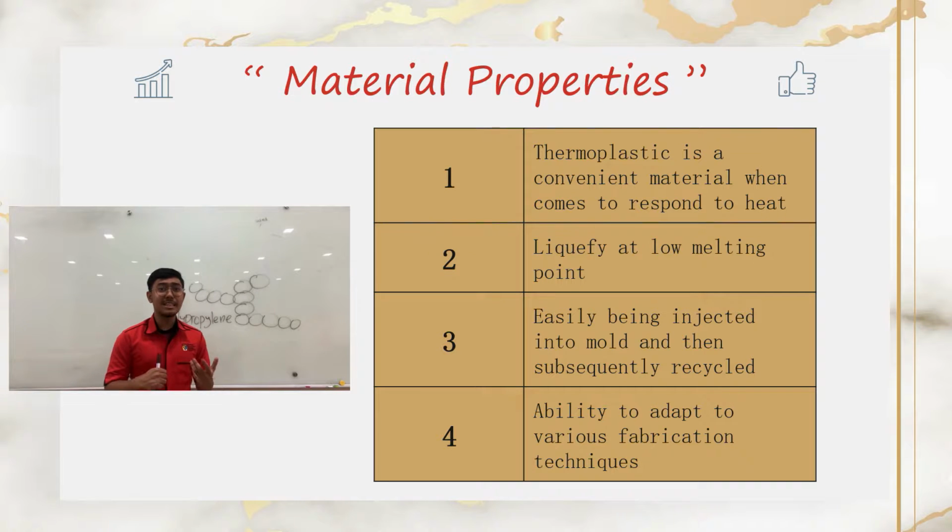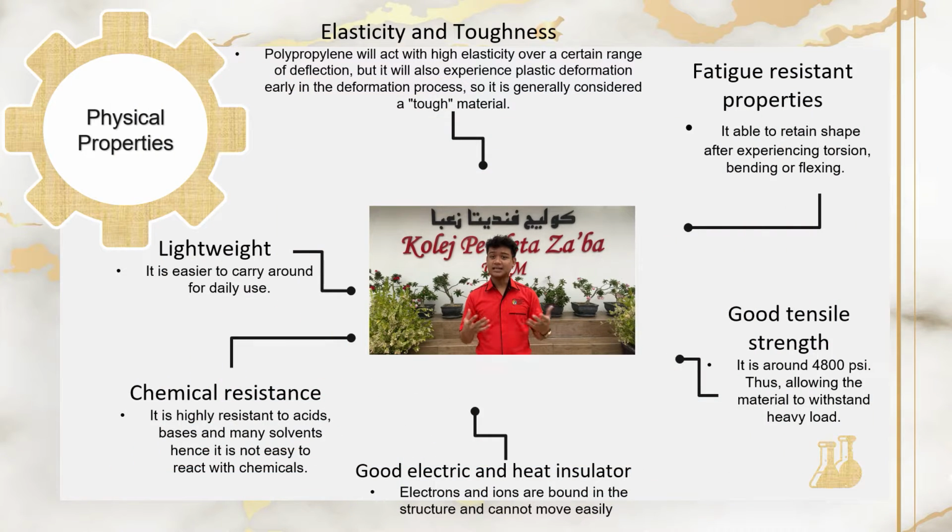Next, it can easily be injected into the mold and be recycled back. Lastly, polypropylene has the ability to adapt to many fabrication techniques. Next, physical properties. First, lightweight, as it is easier to carry around for daily use.